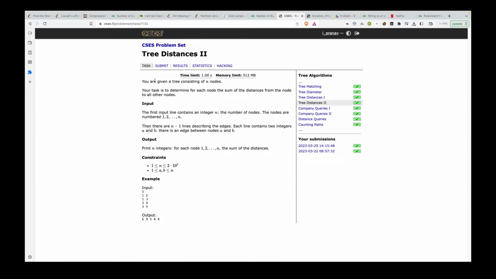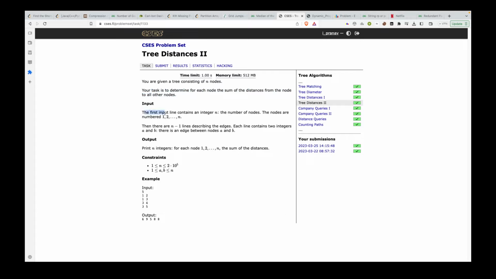So the problem states that you are given a tree consisting of n nodes. Your task is to determine for each node the sum of the distances from the node to all the other nodes. Now this basically means, I can rephrase this problem and say that your task is to determine the distance to all the nodes considering the current node as the root node. That would actually mean the same thing. So this becomes a very typical tree rerouting problem, or root rerouting, whatever you want to call it.